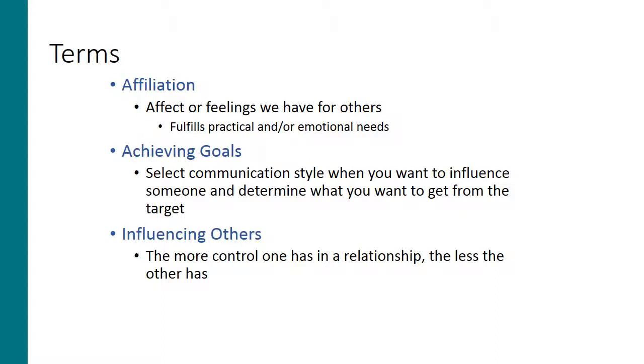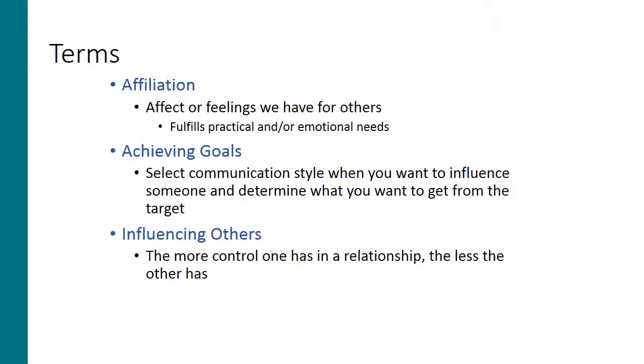Achieving goals, you're going to change your style of communication depending on who you're talking to and what you want to get from them. Again, the best example of that, and I'll use this a lot during the semester, is between a parent and a child. Children have many different ways of trying to get what they want. They'll either be very sweet, and if that doesn't work, they may turn to throwing a temper tantrum to get their way. They may manipulate in some way.